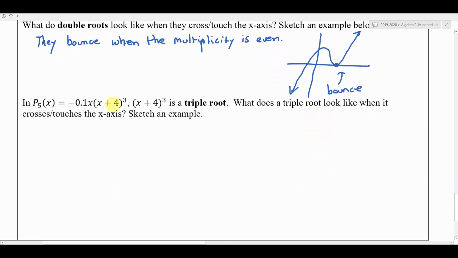So again, new polynomial. And notice this time we have a third degree polynomial. Okay, so this one has a multiplicity of 3. They also refer to this as a triple root. Okay, so that x plus 4 cubed creates a root of -4. So we say -4 is a triple root. And we want to know what it looks like when it crosses or touches the x-axis. We want to know what behavior we're supposed to see when we have a multiplicity of 3.